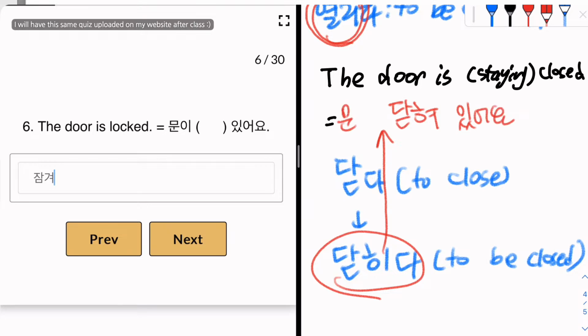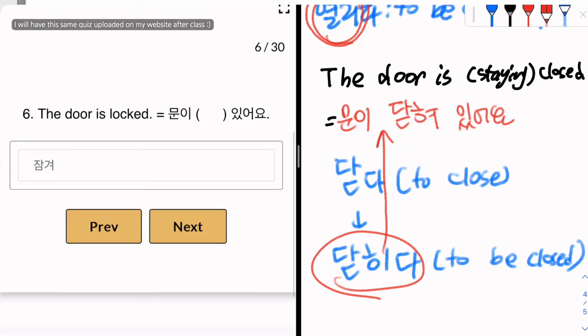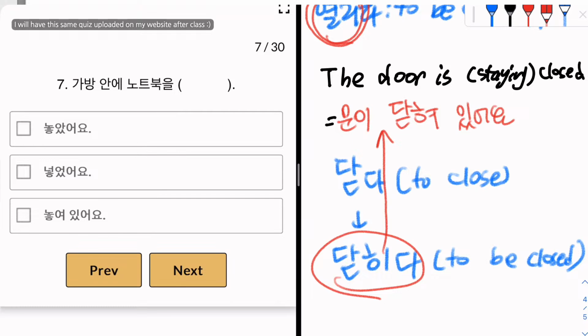문이 닫혀 있어요. You can say it like this. And for "door is locked," you can say 문이 잠겨 있어요. So let's move on to the next question.